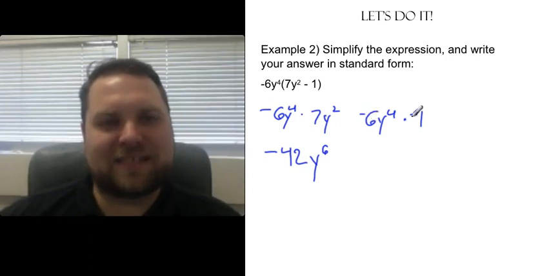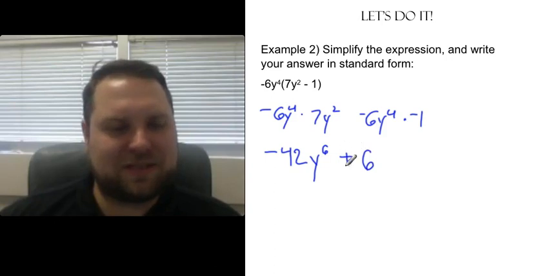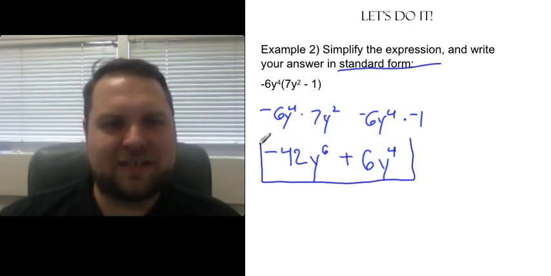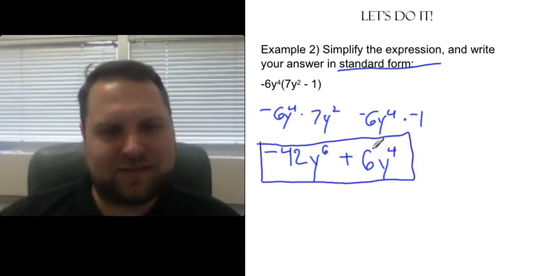Over here, negative 6 times negative 1 is positive 6. Notice I'm using the plus as the symbol between the terms. And then y to the 4th times, well, I don't have anything else. Just stays y to the 4th. Write it in standard form. Turns out it already is. Isn't that nice? So this 6th degree binomial is my answer.